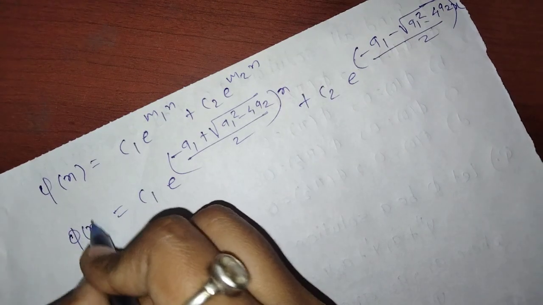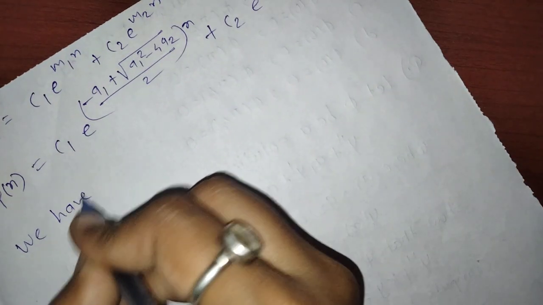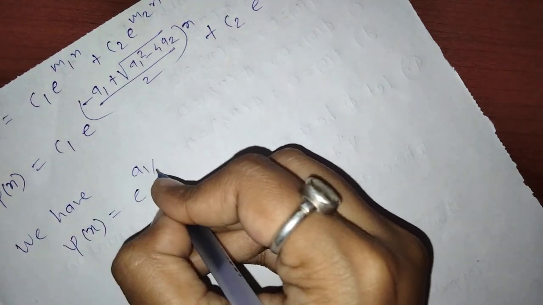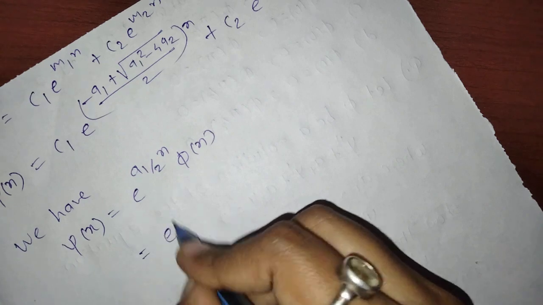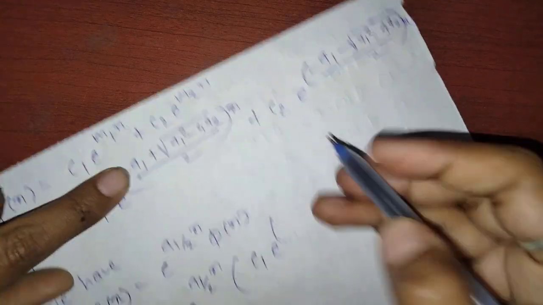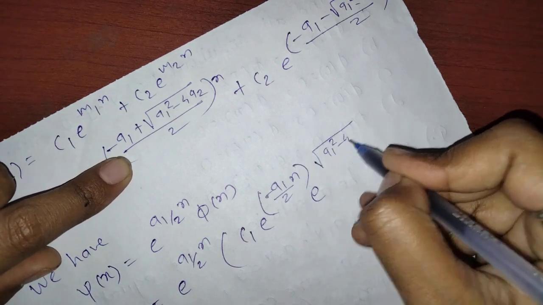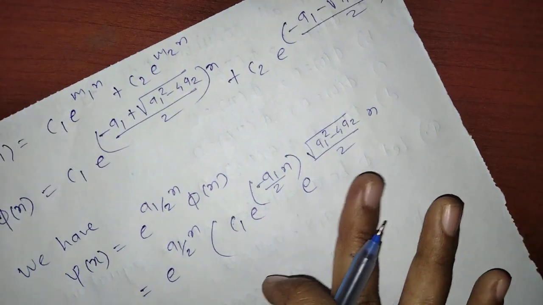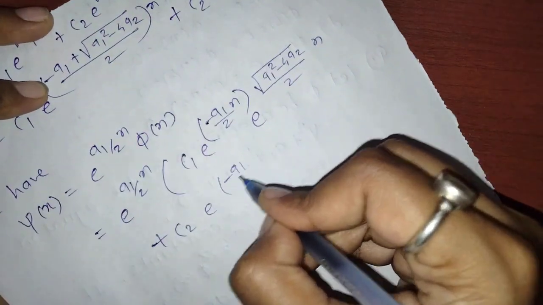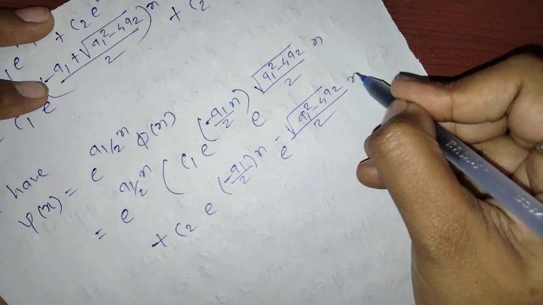So phi of x is equal to this. Now psi of x is equal to e raised to a1 upon 2x into phi of x, which is equal to c1 e raised to minus a1 upon 2x into e raised to under root a1 square minus 4a2 upon 2x, nothing to change in this, plus c2 into e raised to minus a1 upon 2x into e raised to minus under root a1 square minus 4a2 upon 2x.